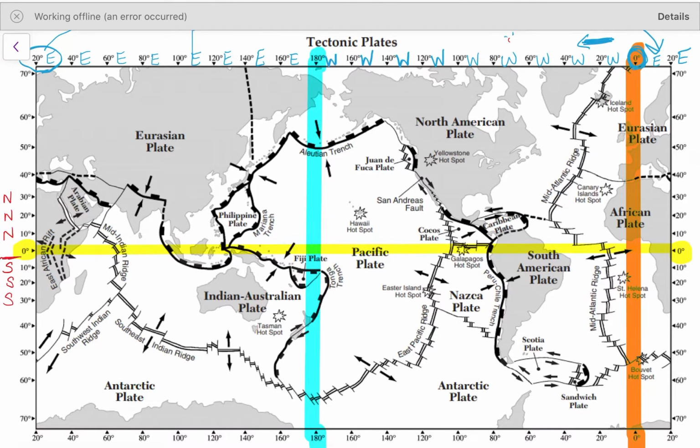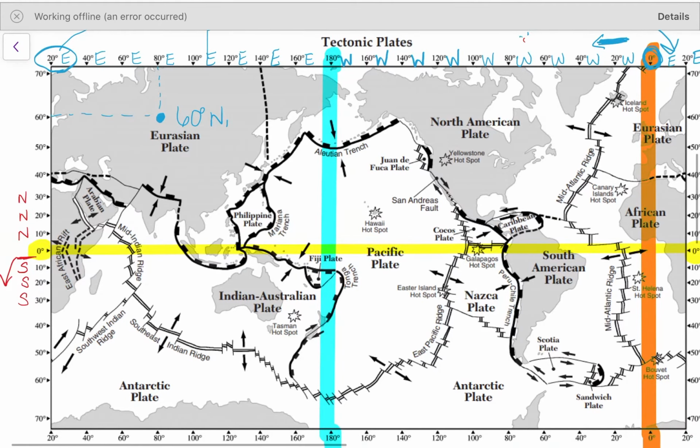So if I were to make a fake point, let's go ahead and say right here on the Eurasian plate, this location would have a latitude value of 60 degrees north and a longitude value of 80 degrees east.